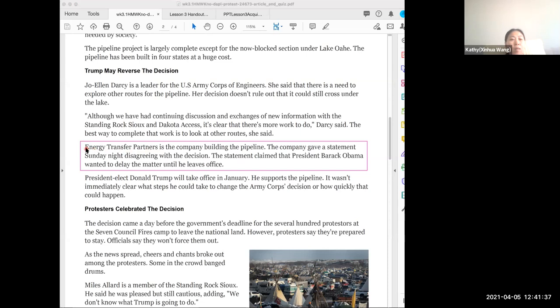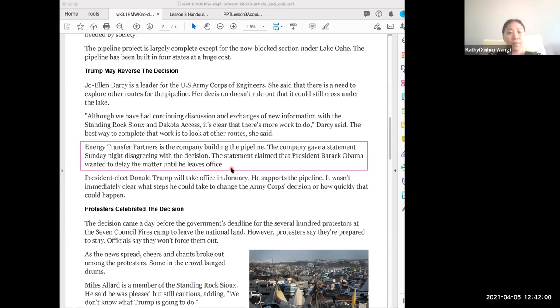Kathy, would you mind reading the paragraph? Okay. Energy Transfer Partners is the company building the pipeline. The company gave a statement Sunday night disagreeing with the decision. The statement claimed that President Barack Obama wanted to delay the matter until he leaves office.